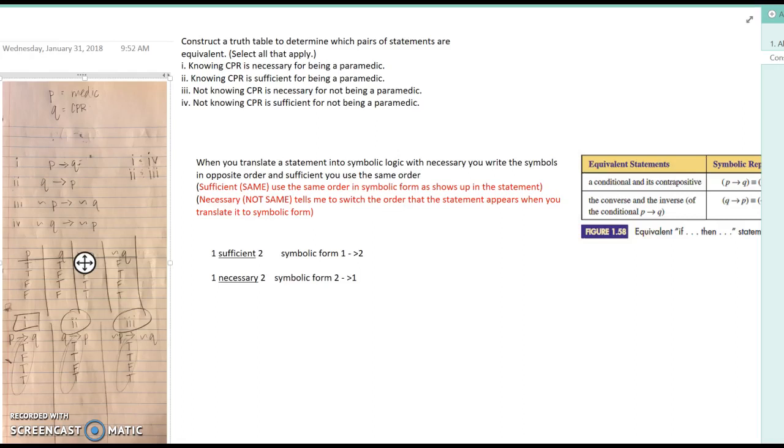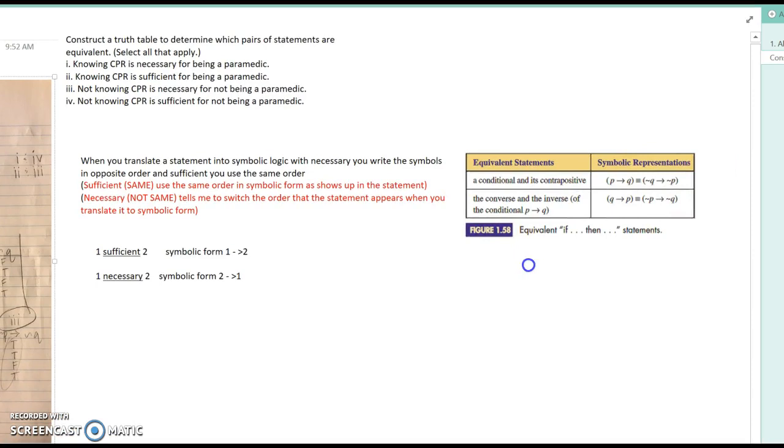So looking at the question with CPR, necessary or sufficient for being a paramedic, the trick here is to convert these to symbolic form properly, and then once you have it in symbolic form, you can look at equivalent statements. So one thing I want to highlight here is necessary. Necessary, you're going to switch the order in symbolic form, right?